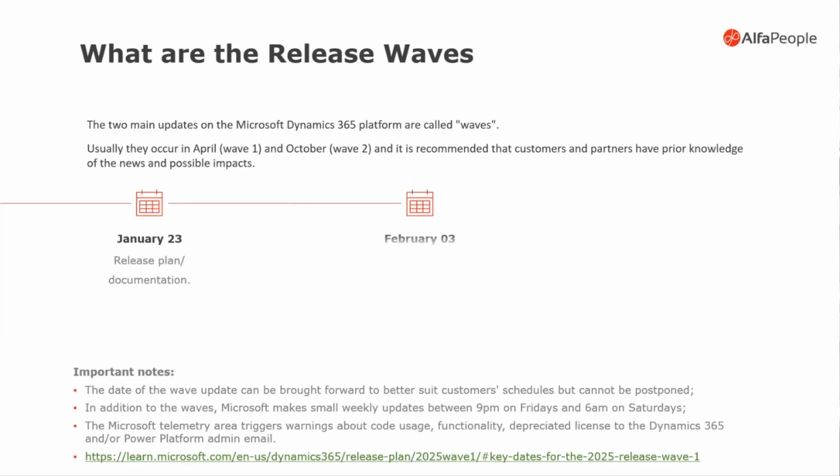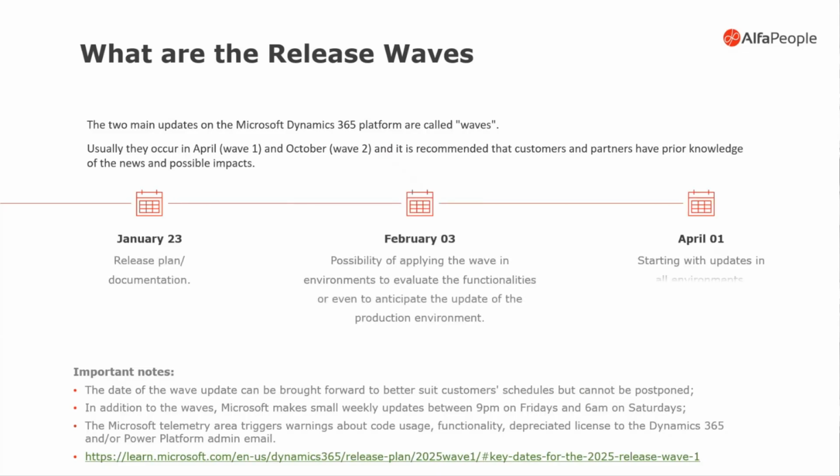What are the release waves? Microsoft introduces new features and improvements in 2 major updates per year, typically in April, so next week, and in October. These updates are announced in advance. In January, Microsoft communicated to the whole community what the plans are. And in February, we start having access to all the details for updated features coming from April 1st to end of September.